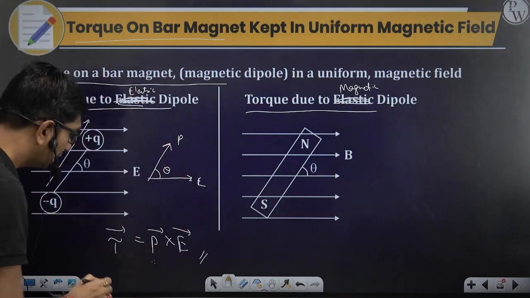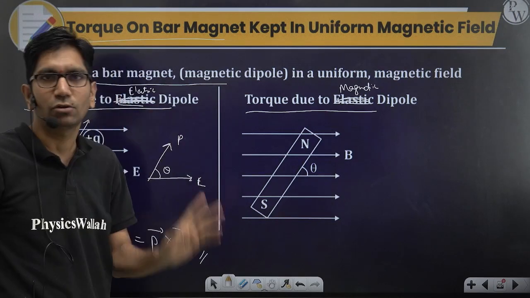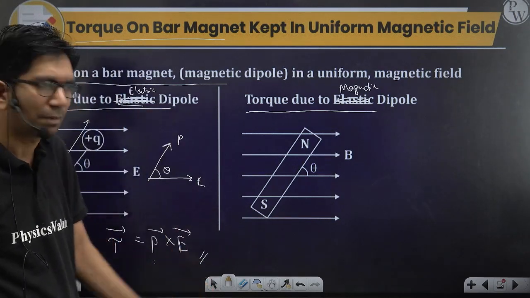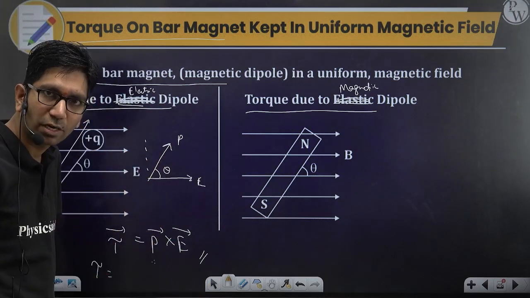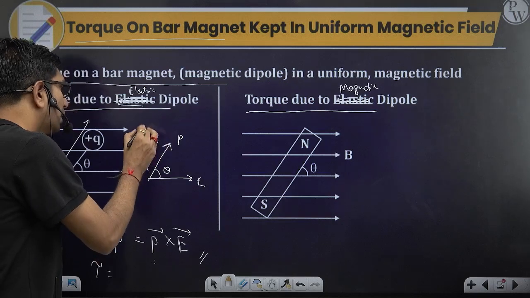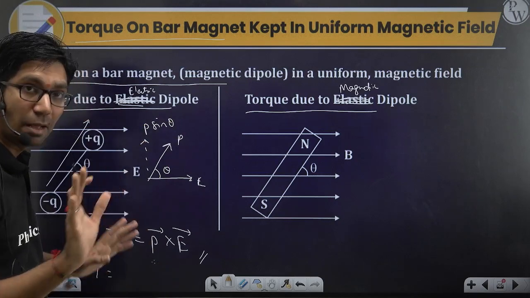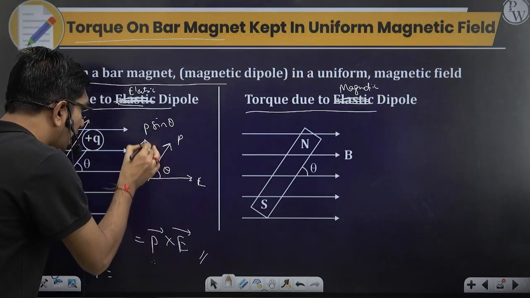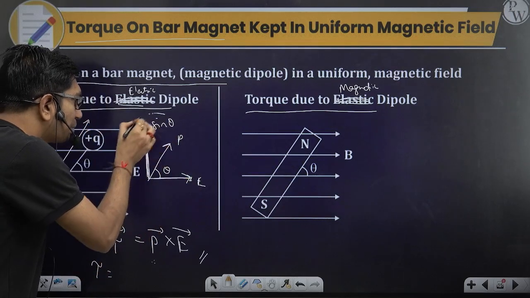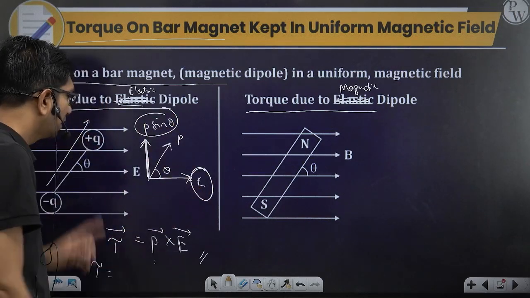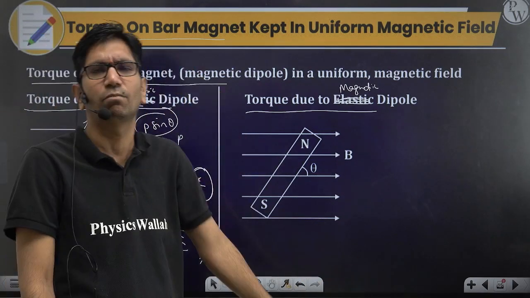Now I told you these should be perpendicular to each other. If they are not perpendicular, make them perpendicular. Wherever theta is present, you have to write cos theta; for exactly 90 degrees, you write sin theta. So this becomes sin theta. Now they are perpendicular to each other. Which component? P sin theta and E are perpendicular. If they are not perpendicular, please, beta, this is a very, very important point.